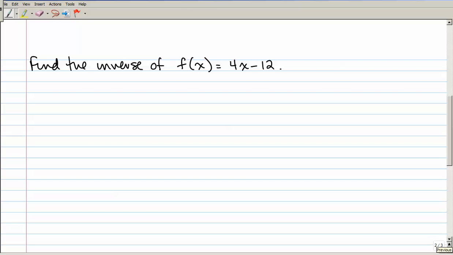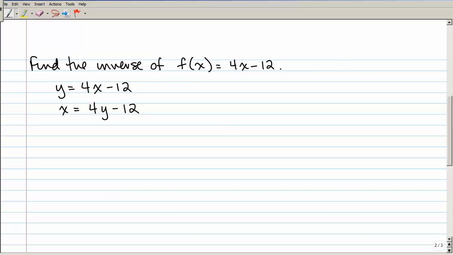Find the inverse of f of x equals 4x minus 12. So for our first step, we want to replace f of x with y. So let's write this as y equals 4x minus 12. Now we're going to switch x and y. So instead of y equals, I'll have x equals 4 times y minus 12.